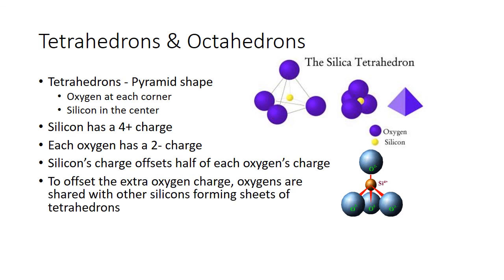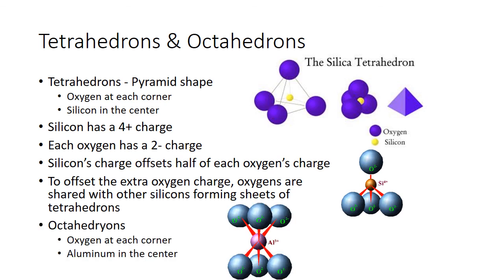And there's a remaining charge in each of those oxygens that allows that oxygen to become part of or linked to another silicon or an octahedron. And so that allows for these crystals to expand in size, as we have one tetrahedron with oxygens that aren't completely offset for their charge, they can become part of another tetrahedron, and it sort of builds that crystal lattice out.